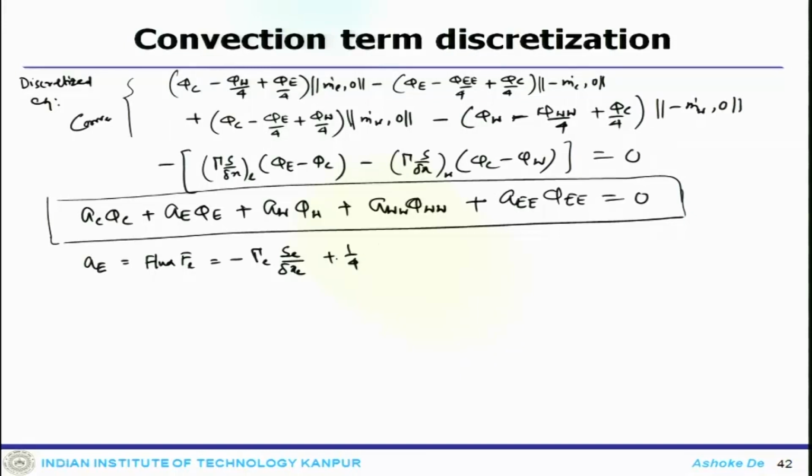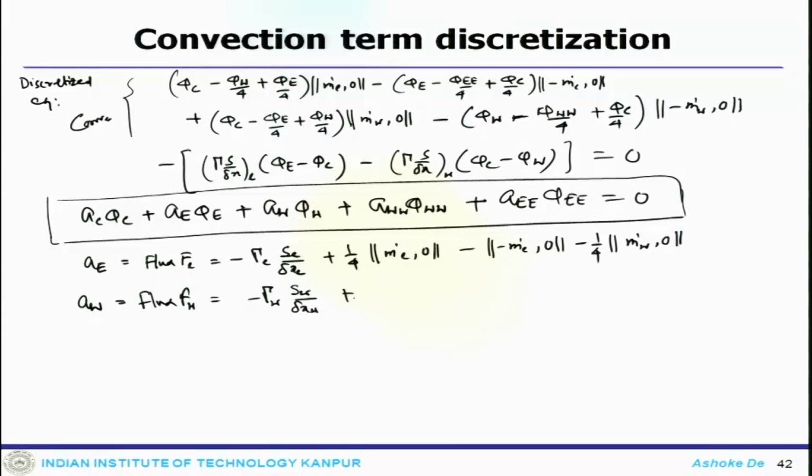Minus 1 by 4 m dot E 0, minus m dot E 0, 1 by 4 m dot W 0. Then this flux F w, minus gamma w S w by del x w, m dot W 0 minus, minus 1 by 4 m dot W 0.